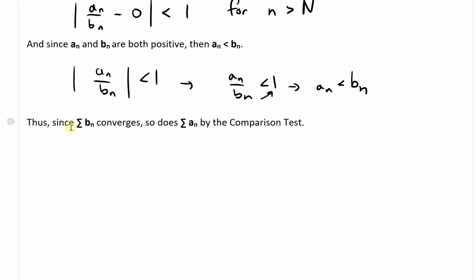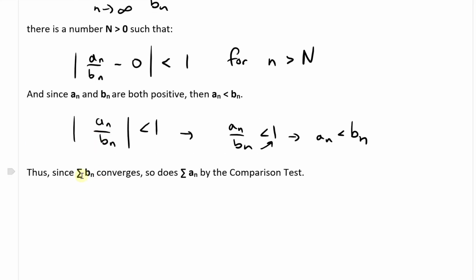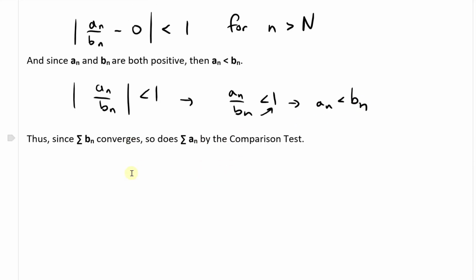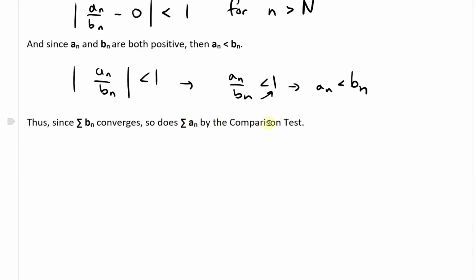Thus, since the series summation of Bn converges, so does the series summation of An by the comparison test, because every term is less than the corresponding term of a convergent series. So this is convergent by the comparison test.